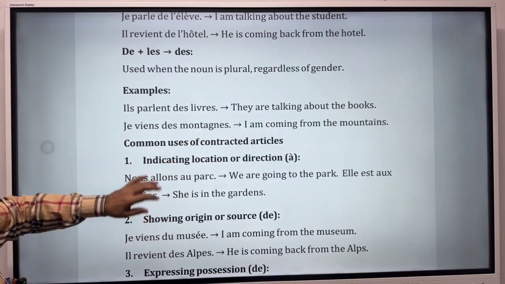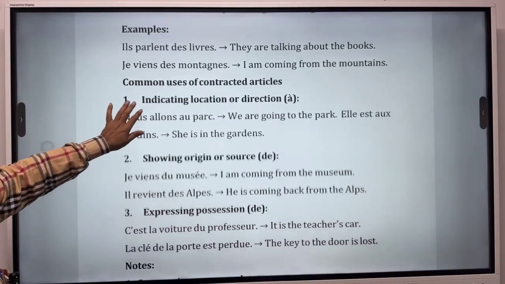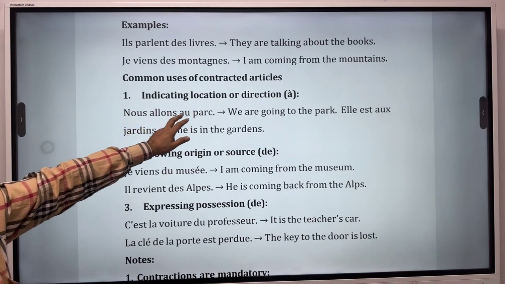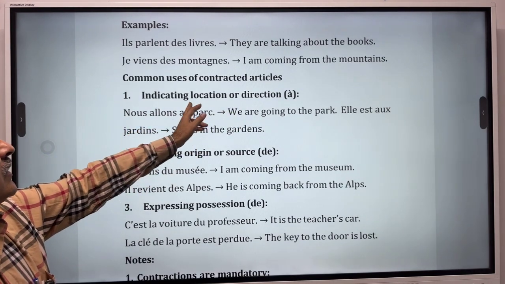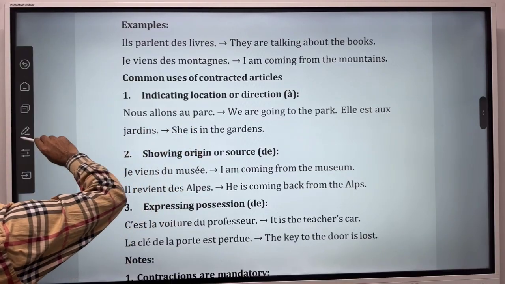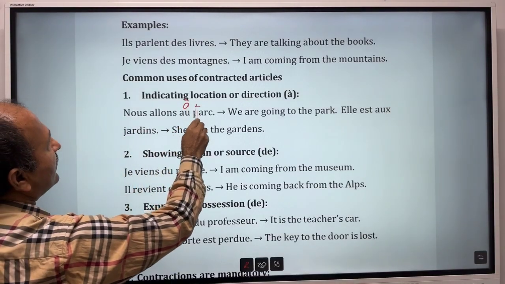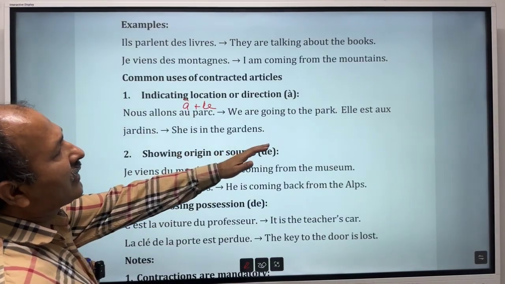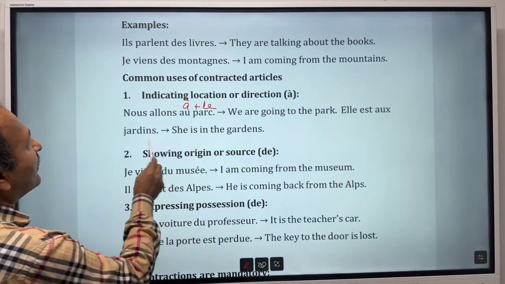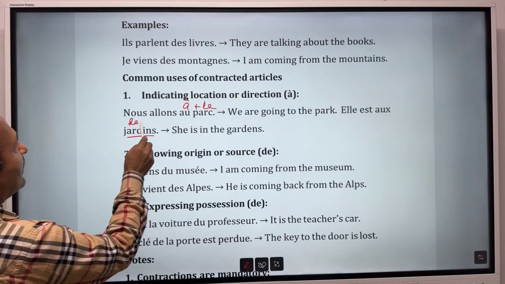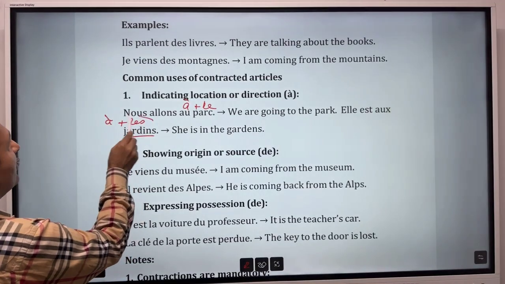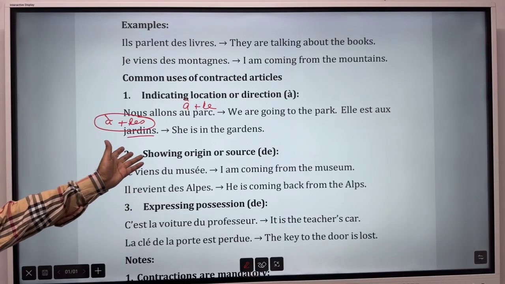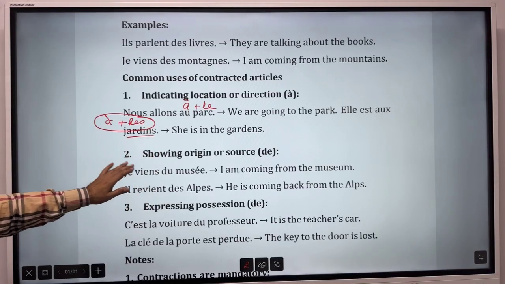Pronunciation: montagne. Common uses of contracted articles indicating location or direction, like nous allons au parc. As I told you, here à plus le combines to form au. We are going to the park. Elle est aux jardins. Jardins is plural, so les and before it à, the two combine to form aux. She is in the gardens. So it means she has visited many gardens.